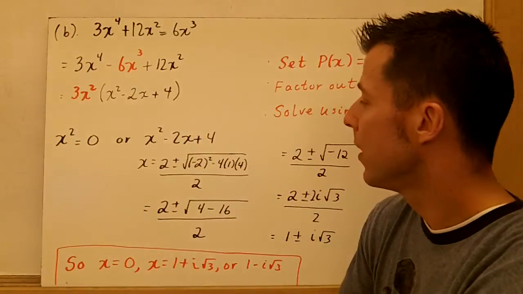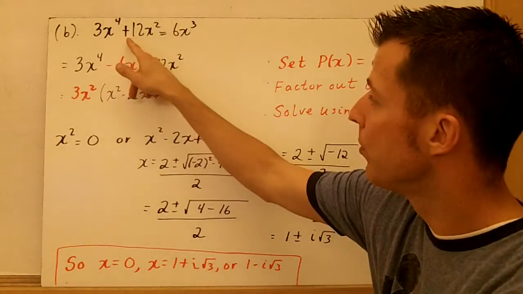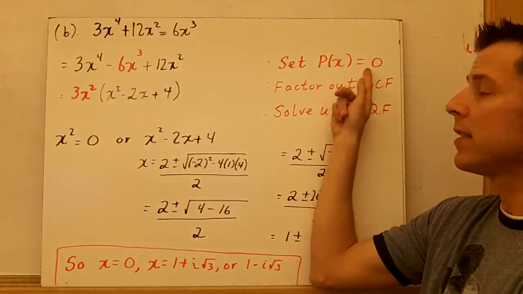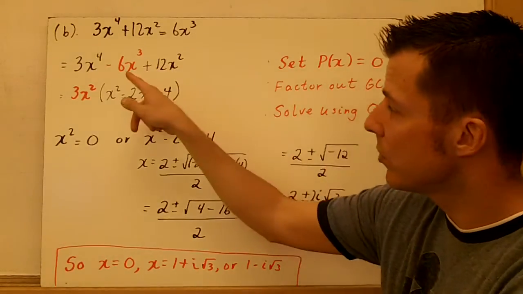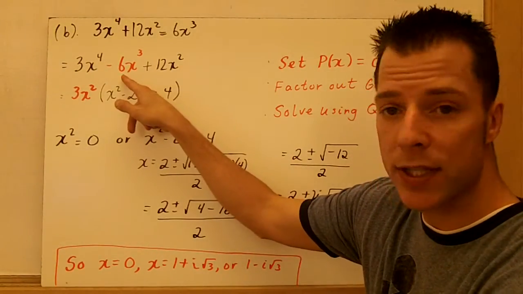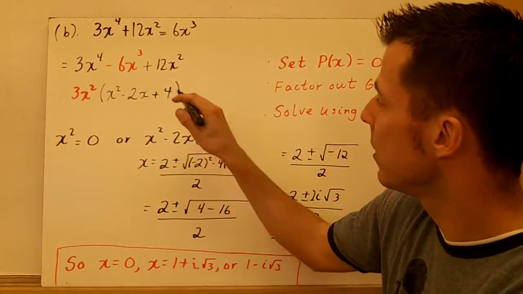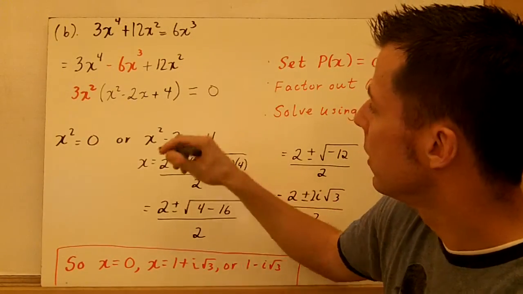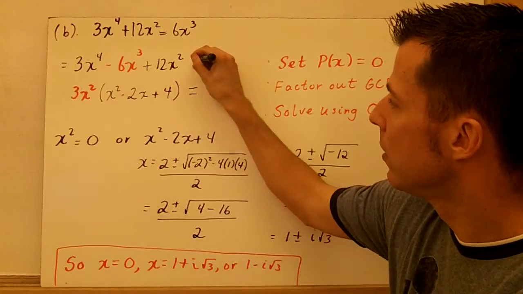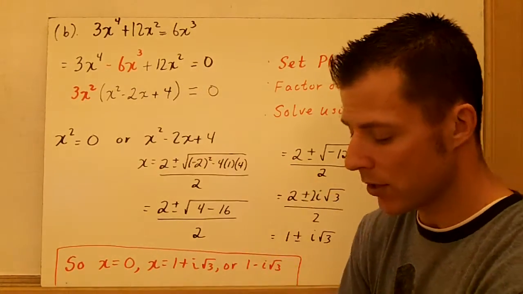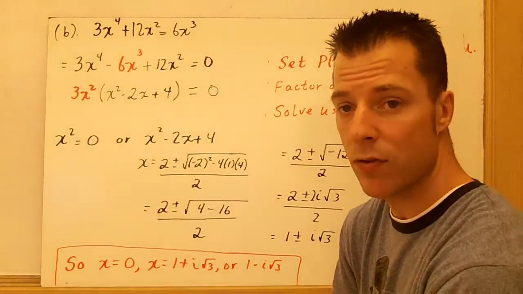Now, in part B, we have 3x to the fourth plus 12x squared equals 6x. Again, set p of x equal to 0. That's the first step, and so now you have negative 6x cubed on this side, and that's all equal to 0. Now, notice how I put the negative 6x cubed before the x squared term. I try to keep this in standard form.